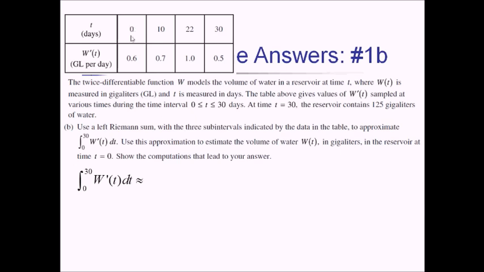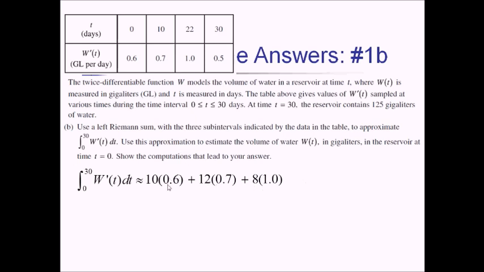My first base from 0 to 10 is a base of 10 times a height of, do I do 0.6 or 0.7? Well, it's a left Riemann sum, so I'm going to take the left side here, 0.6. Then a base of 12 times a height of 0.7. And finally, a base of 8 from 22 to 30 times my height of 1. If I wanted to add all these together, I don't have to; I can just stick units on the end. But it would probably help if I'm going to use it for something later on.